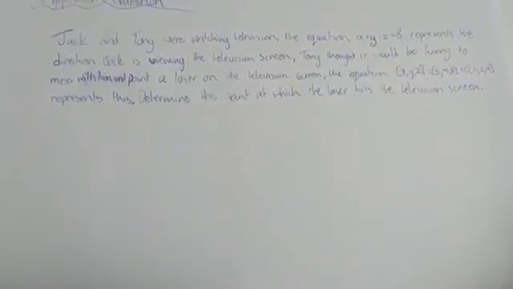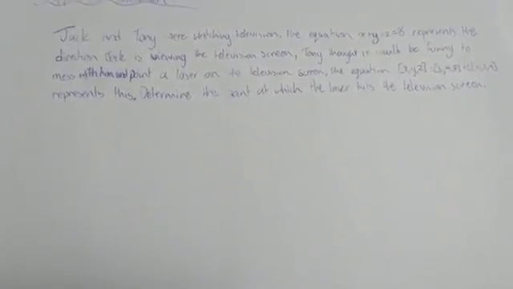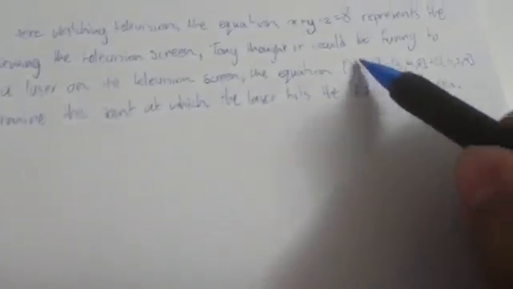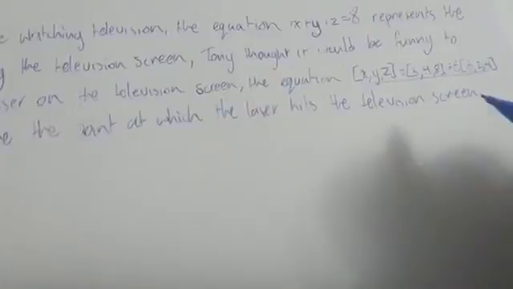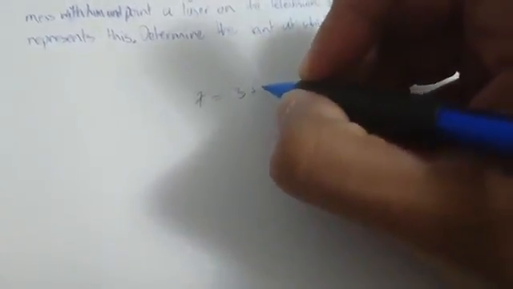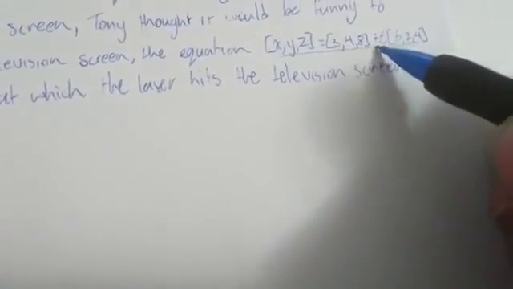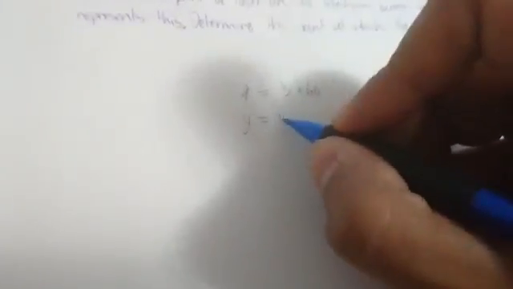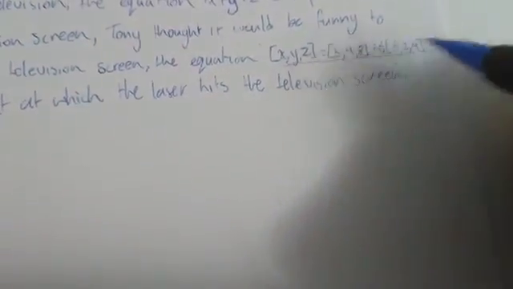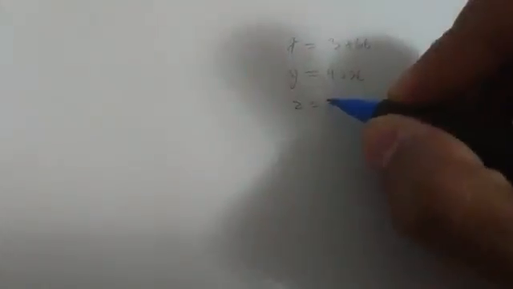Now, in order to solve this, we need to figure out the parametric equations. The way we do this is by looking at this equation right here. So that becomes x is equal to 3 plus 6t, as you can see from here. And then y is equal to 4 plus 2t. And now the z, which is 8 plus 4t.